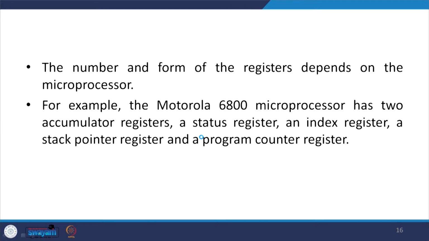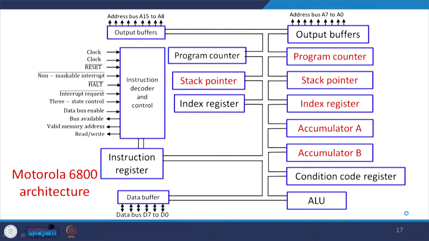The number and the form of register depend on the microprocessor. For example, say the Motorola 6800 microprocessor has 2 accumulator registers, a status register, an index register, a stack pointer register, and a program counter register. Next slide, I am showing here the Motorola 6800 architecture.